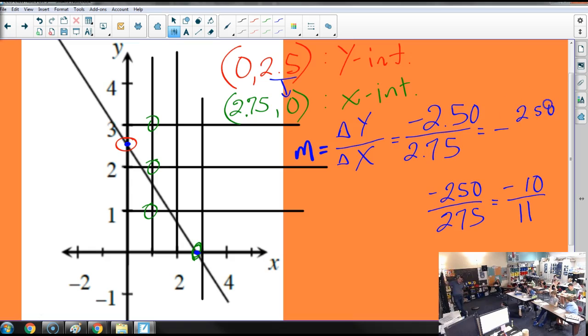Then it'd be negative 1. But we're going to go ahead and solve it the difficult way, just for fun. So this is our slope. Are we okay? I will take questions, but are we okay on how we got our slope?